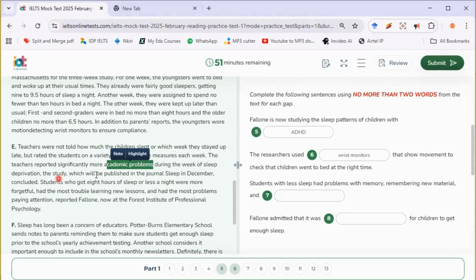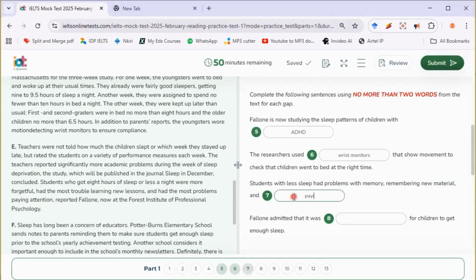The study, which will be published in the journal Sleep in December, concluded students who got 8 hours of sleep or less in a night were more forgetful. More forgetful, that's what? Problems with memory. Number 2, had the most trouble learning new lessons. Learning new lessons is a paraphrase for what? Remembering new material. Material is paraphrase for lesson. Okay? And had the most problem paying attention. Can you see that's our answer?